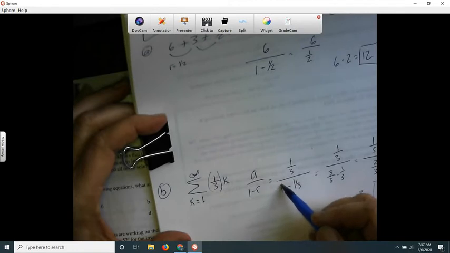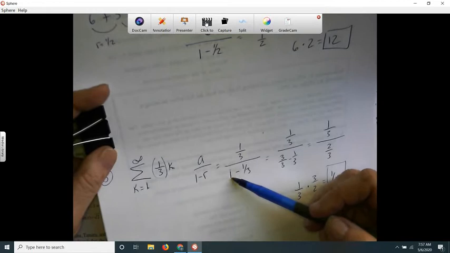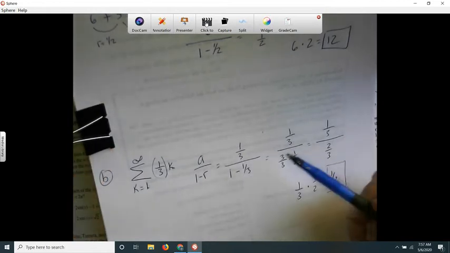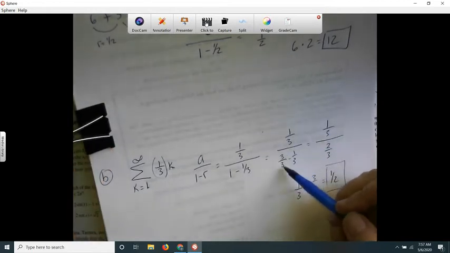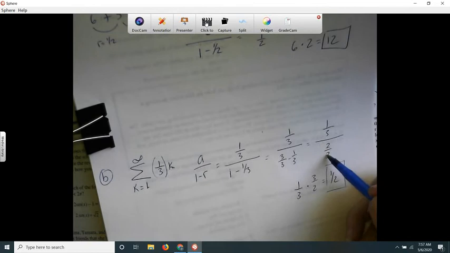So then I just did fraction math. I got a common denominator down here, 3/3. So 3/3 minus 1/3 is 2/3. So now I have 1/3 divided by 2/3. But when I divide, what I really do is flip and multiply. So 1/3 times the reciprocal of 2/3, and then I cancel out and I get a half.